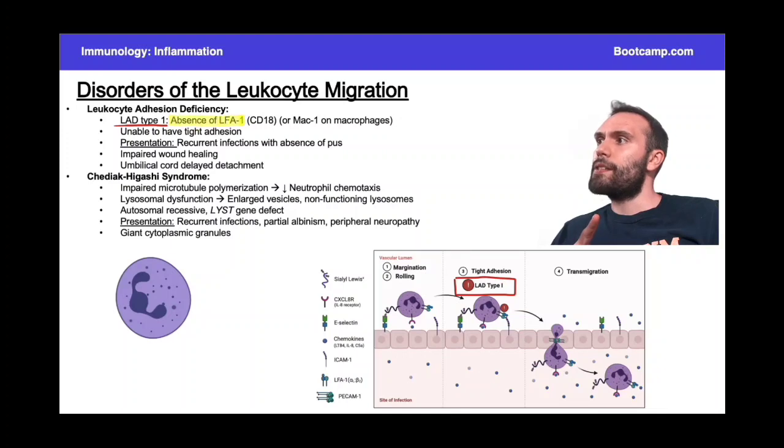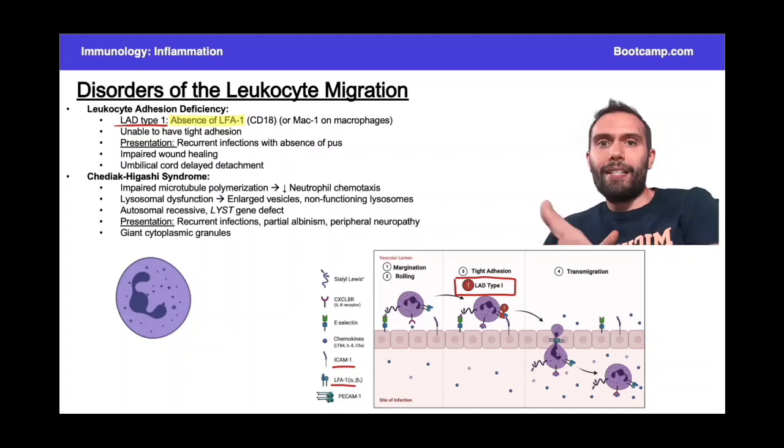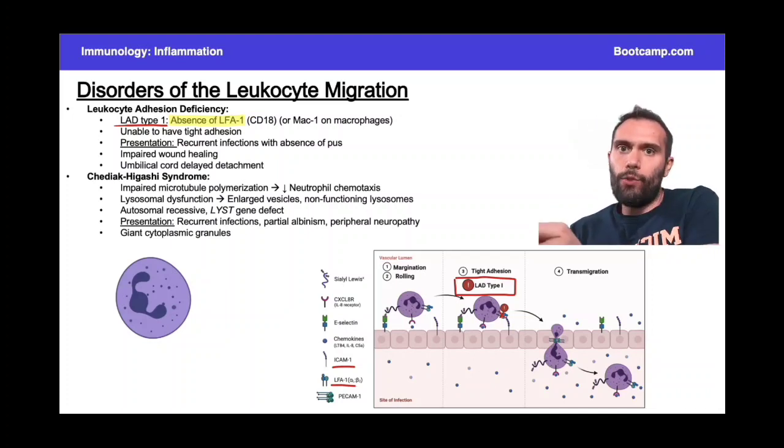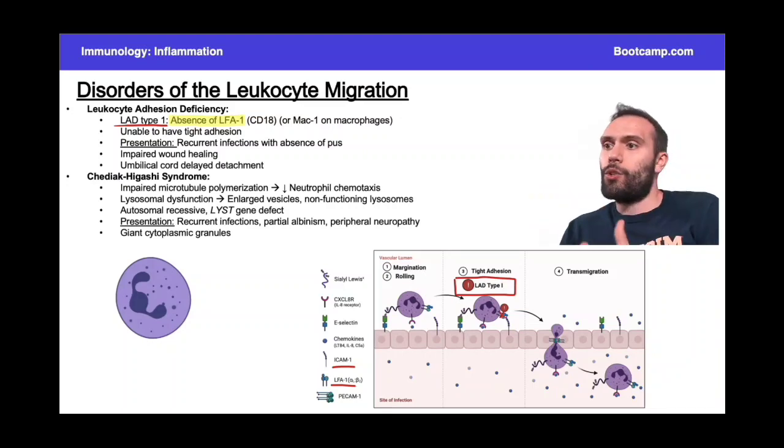So if you have an absence of LFA1, remember what LFA1 did, right? LFA1 was what bound to ICAM1, right? So remember ICAM1, LFA1, that's this binding right here. So you can see there's like an exclamation point right here. If we don't have LFA1, if we don't have this receptor to bind to ICAM1, we can't lock in that neutrophil so that eventually it can undergo crawling, diapedesis and transmigration. We can't do that if we don't have LFA1.